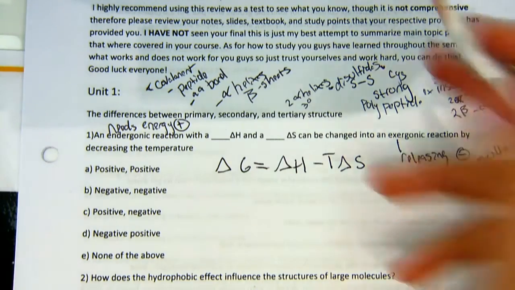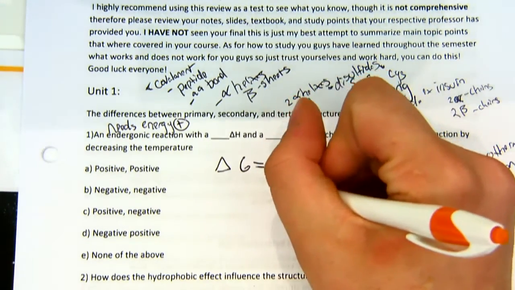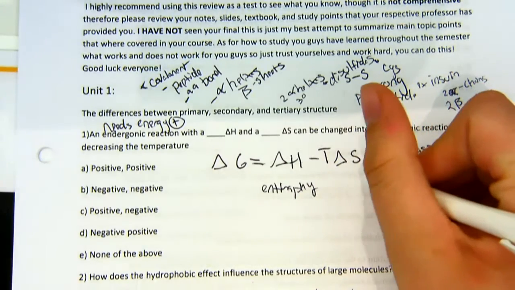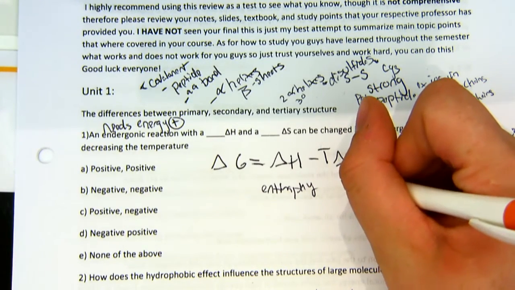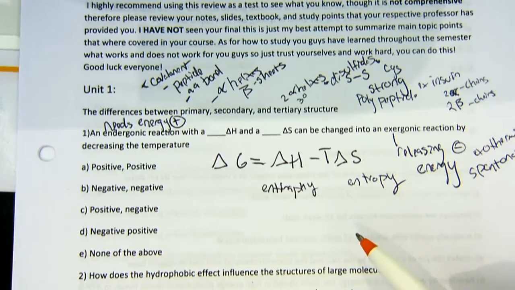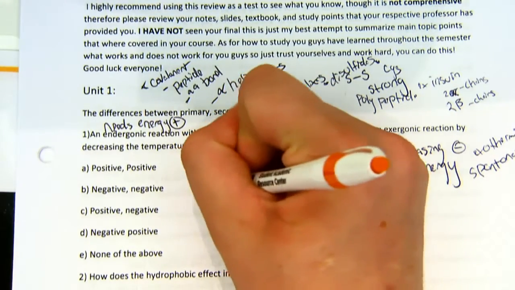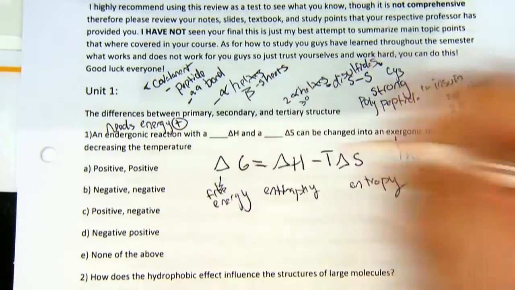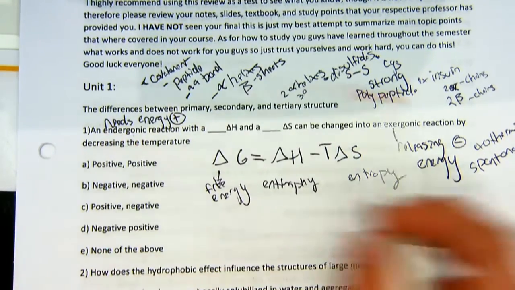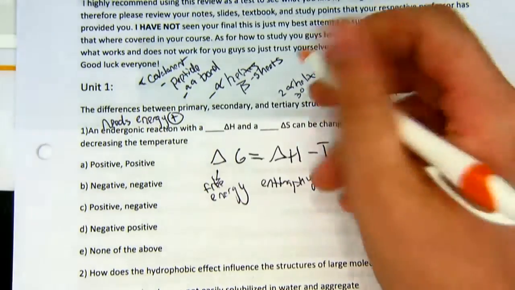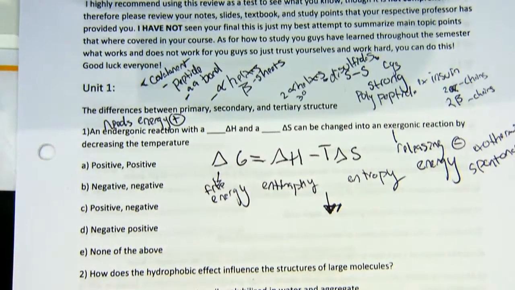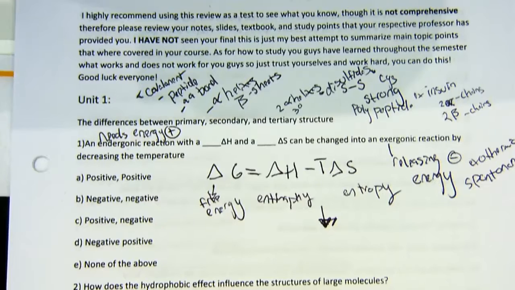By the way, what is this delta H representing here? Yeah, I heard it. Enthalpy. What about the delta S? What is that representing? Okay, I think I heard entropy. And then what about delta G? Yeah. So in order to make this a positive reaction going to a negative reaction, and we know we're decreasing this T value, so this is going down, what do you think we're going to have?